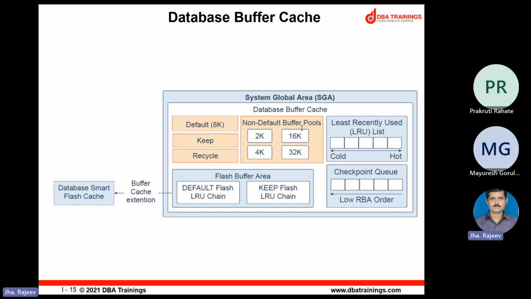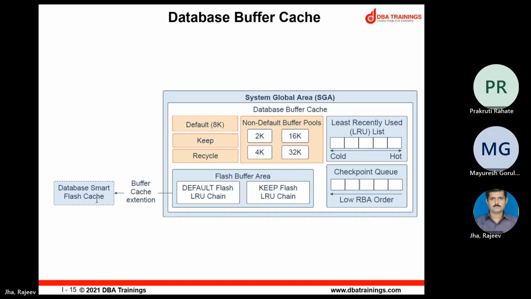Then the database smart flash cache. So what is the flash cache? Basically the flash buffer area, or the flash cache. Got it? This basically increases the effective size of my buffer cache, because here we are adding more memory. Flash cache, as you all know, is faster than disk, so it will improve database performance by caching frequently accessed data in flash memory instead of reading the data from your disk.